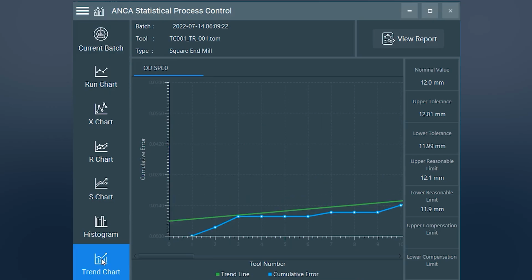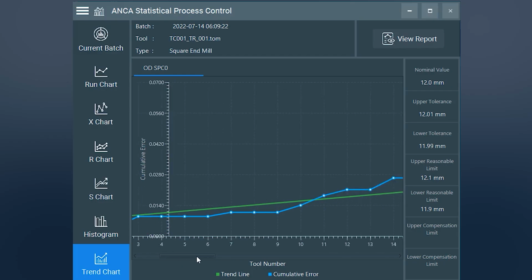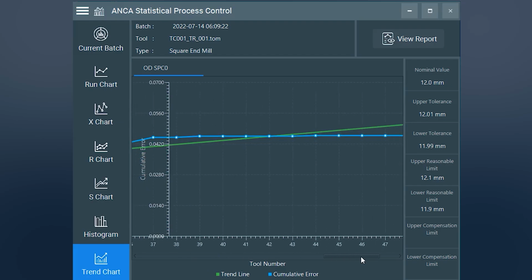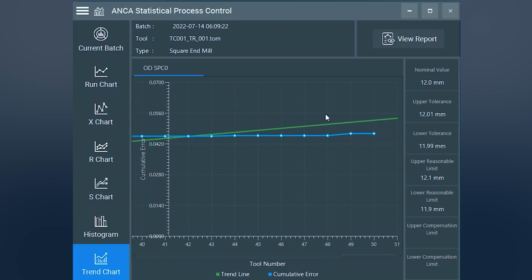So let's take a look at the trend chart, how it fares and what we can derive from this trend chart. So starting from 0, we have now gone all the way. By the time we reach the 50th tool, we've applied some compensation, and you can see it's around the 40 microns compensation in 50 tools on the OD-SPC.